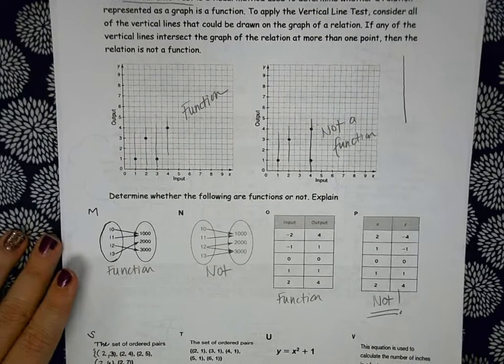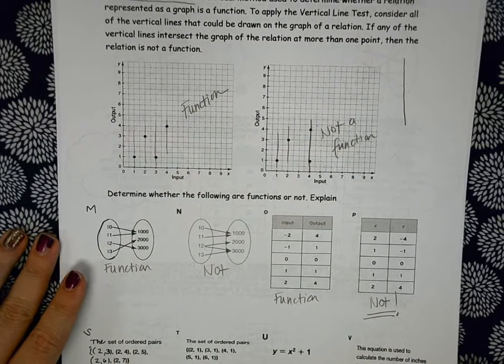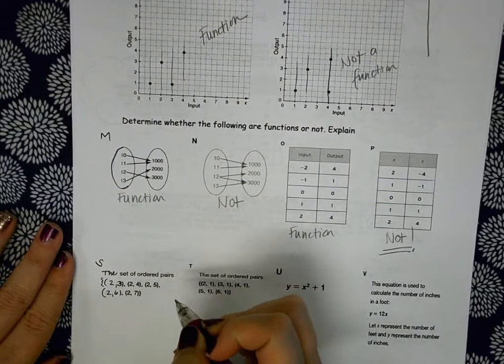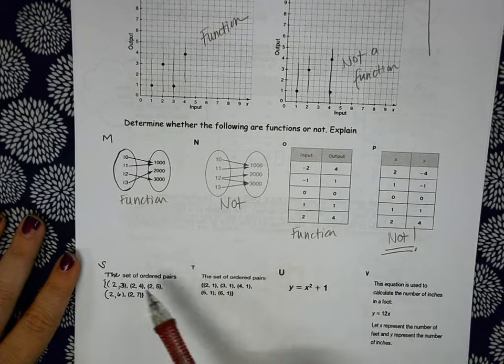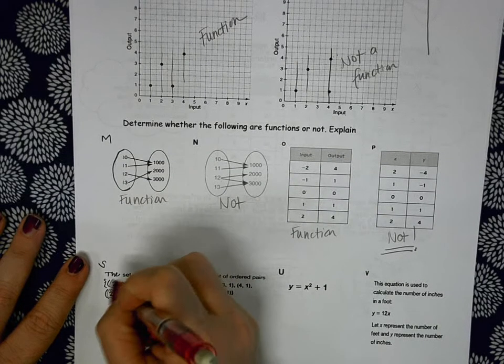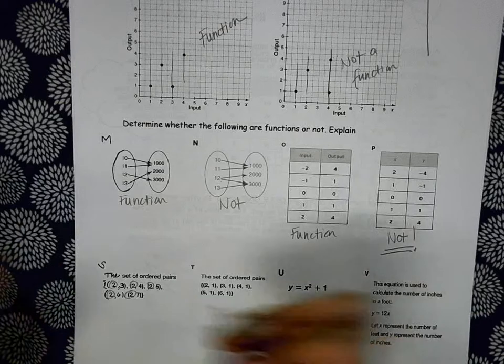Does it seem too simple? Yeah, it is that simple. Okay? How about S, the set of ordered pairs? So let's see, I can just circle all my X's. Oh, what's going on? They're all 2s. Is this a function or not? No. Yeah, good.